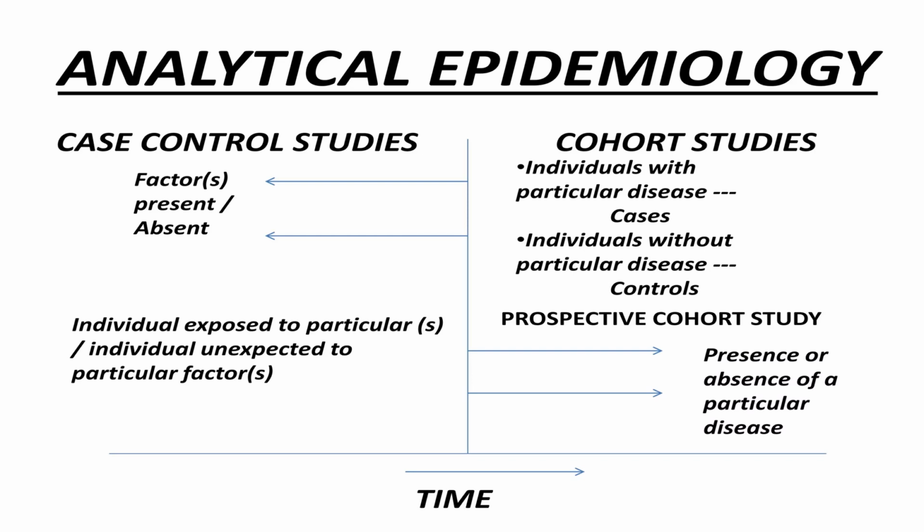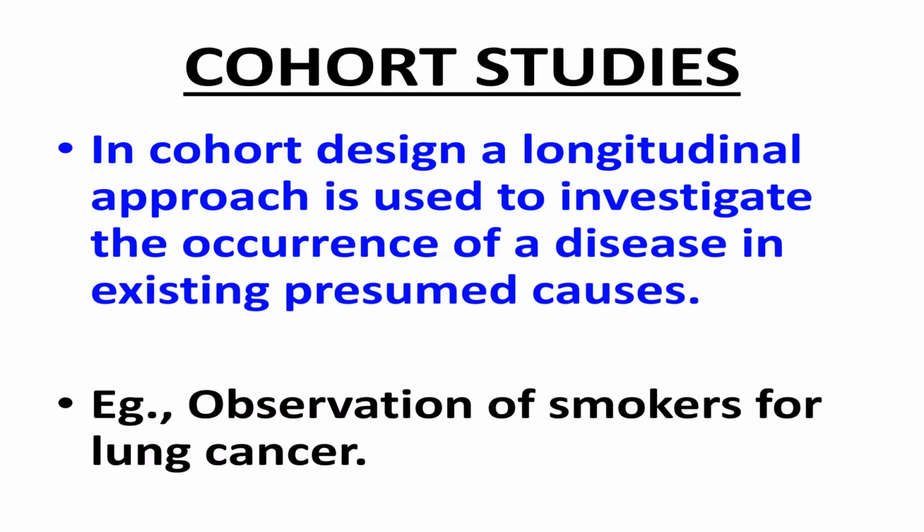Next, analytical epidemiology. We have case control studies, where we assess a factor, which may be present or absent. Here the individual is exposed to a particular factor, or the individual is not exposed to that factor. In cohort studies, we have individuals with the particular factor and individuals without it. In the same manner, if you opt for a prospective cohort study, we study the presence or absence of a particular disease.